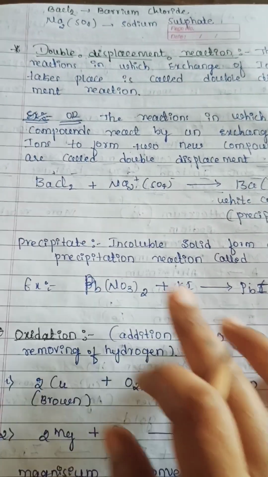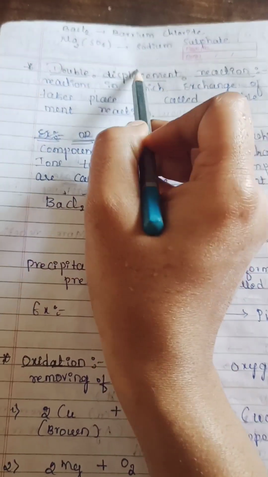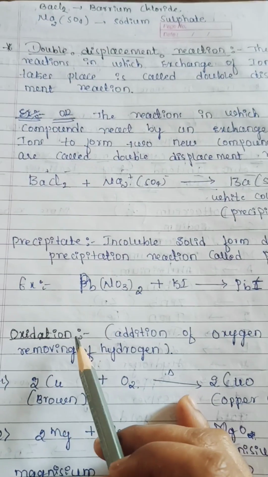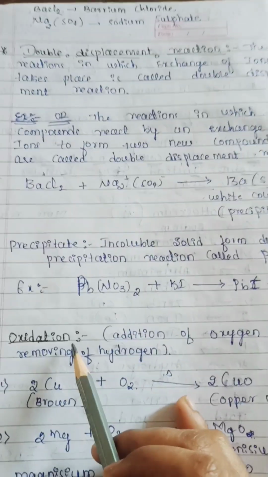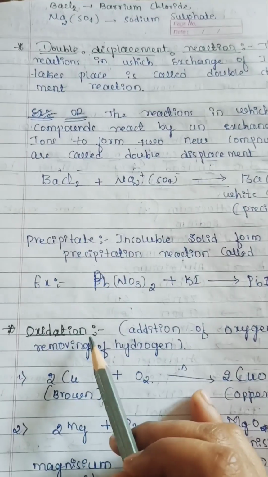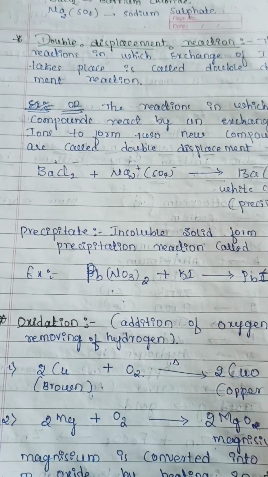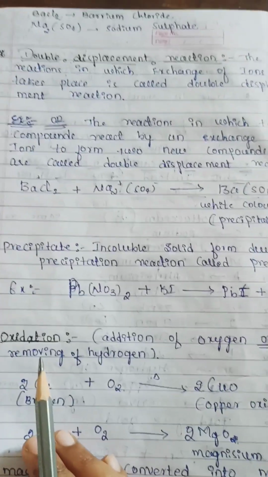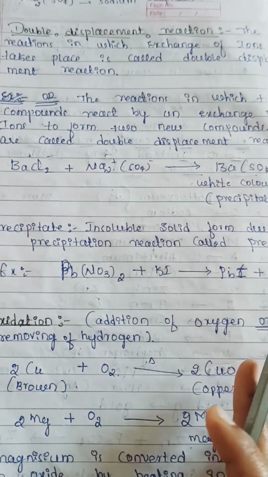So today I am going to discuss double displacement reaction. In the previous class we discussed displacement reaction. So what is a displacement reaction? Displacement reaction means one ion displaces another ion, or one compound displaces another compound. That is what we call a displacement reaction.